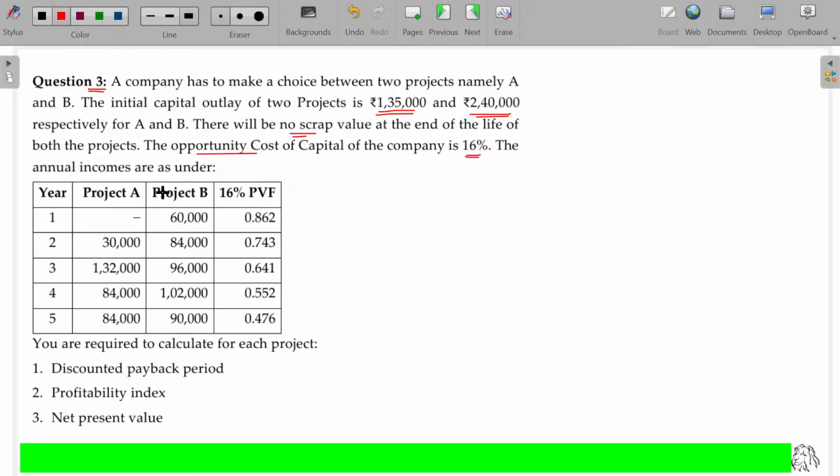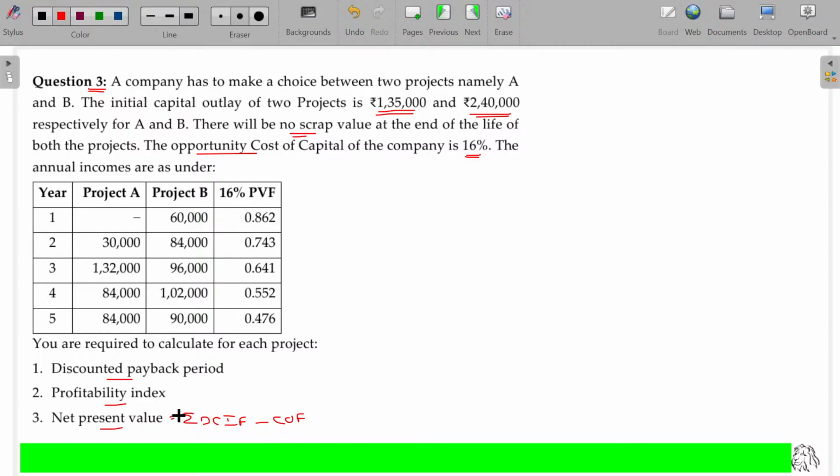So we have two projects, project A and project B, and the PV factor is also there, and the investment details are also available. We have to find out the discounted payback period, profitability index, and net present value. Let me first finish calculating the NPV. How can we calculate it? It's very simple. From the summation of discounted cash inflow, the cash outflow is subtracted. Then you'll get the NPV.